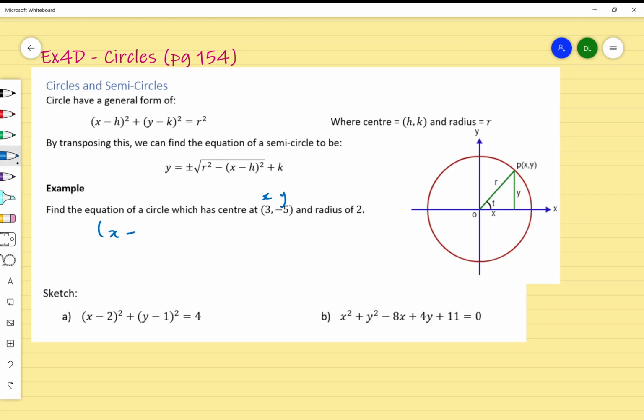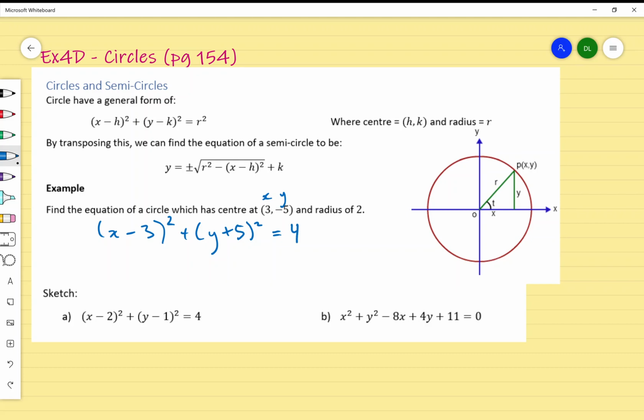So intuitively, we're going to write (x - 3) squared plus (y + 5) squared, instead of writing minus 5, and then ultimately in the end a radius of 2. Remember, the radius is radius squared at the end of the equation, not just the radius, so we need to write 4, or 2 squared, but 4 is preferable.